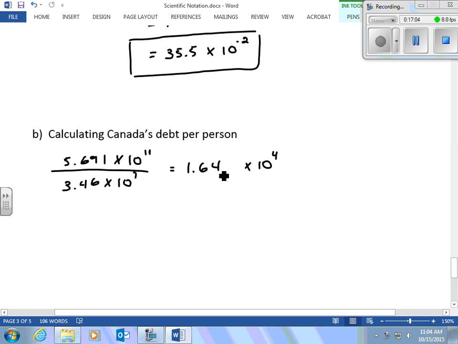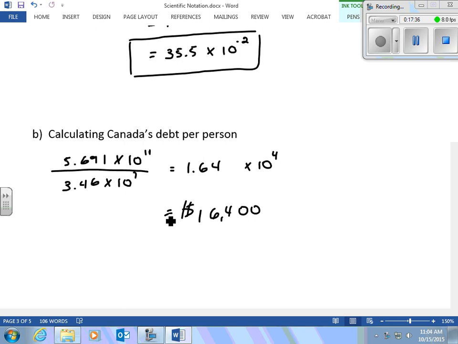Now, in case you're curious, it might be useful to turn that into decimal notation so that you know exactly what portion of the federal debt you owe. So that's times 10 to the power of 4. So I'm going to move the decimal place 4 spaces. So that'll be 164 and 2 more zeros. So you owe $16,400 to some bank somewhere per person. Okay?